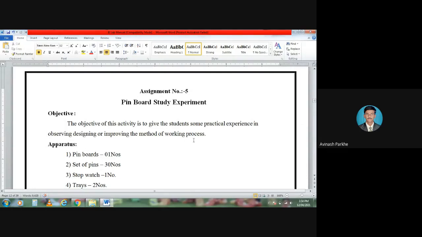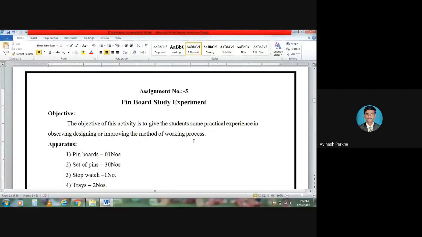Actually, we have one small experimental setup at our college, but due to these online lecture conditions, we are unable to perform that experiment. But I have a good video on the pinboard experiment. Once I explain all the theoretical parts, I will play that video. It is only a 5 to 10 minute video. Through this video, you can easily understand how this pinboard study experiment is used in order to improve the working process. This experiment is very useful for improving the working process.